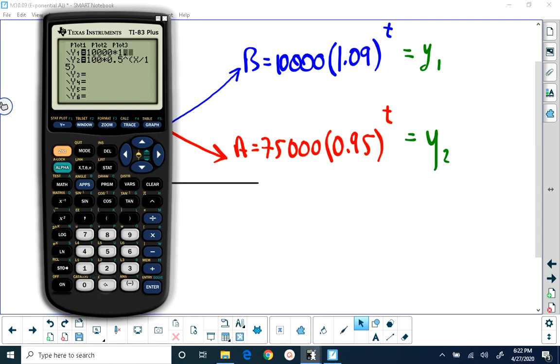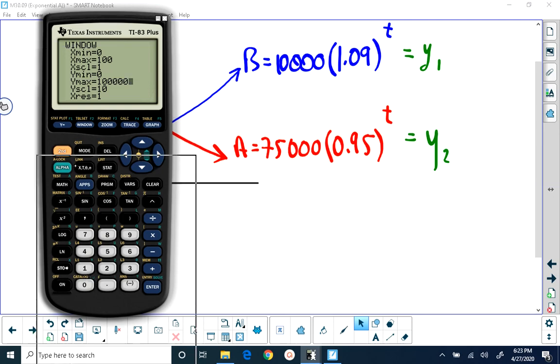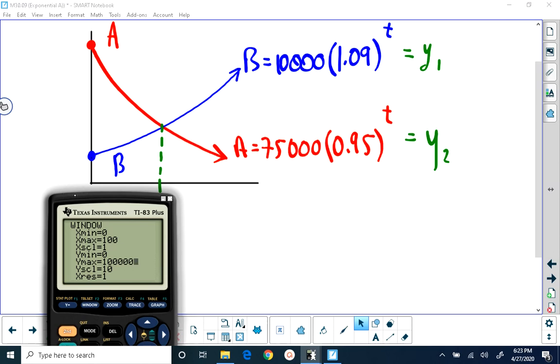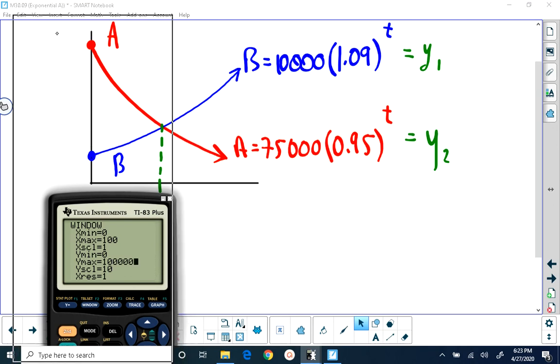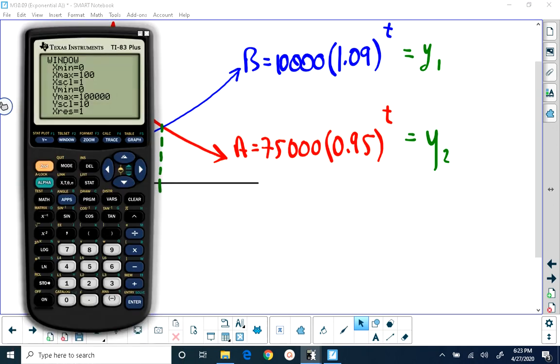10,000 multiplied by 1.09 raised to the x, and 75,000 multiplied by 0.95 raised to the x. For my window settings for y, if I want to see all of the important features, I'm going to have to go up to about 100,000 because the graph of Allentown starts at 75,000. So I'm just going up to 100,000 so I can see that. I don't know what kind of scale I want. I guess I could go up by increments of 10,000. This is just where it's going to put the ticks.